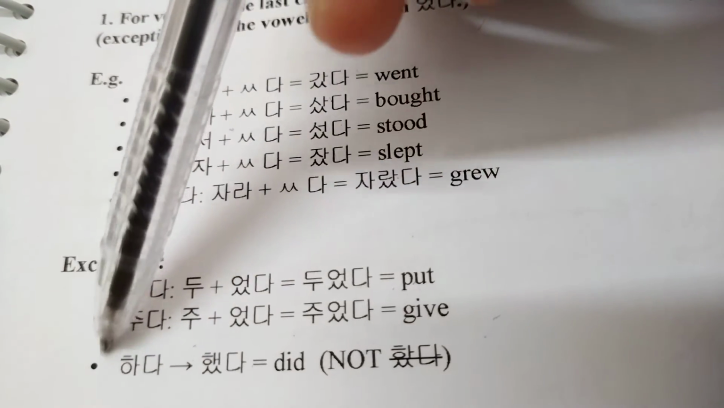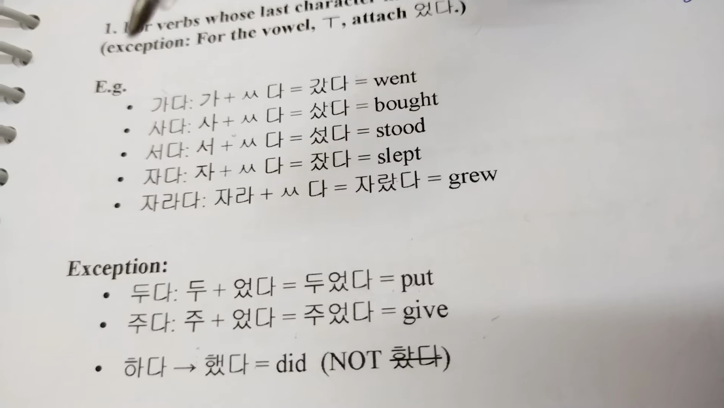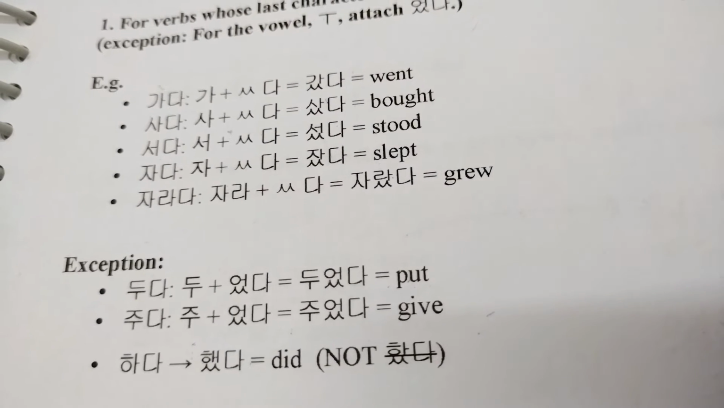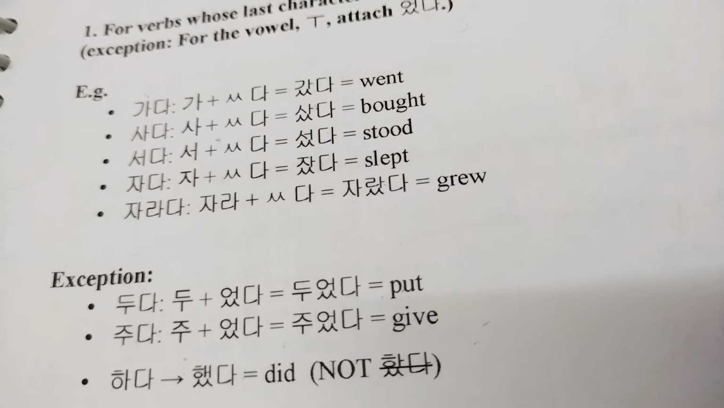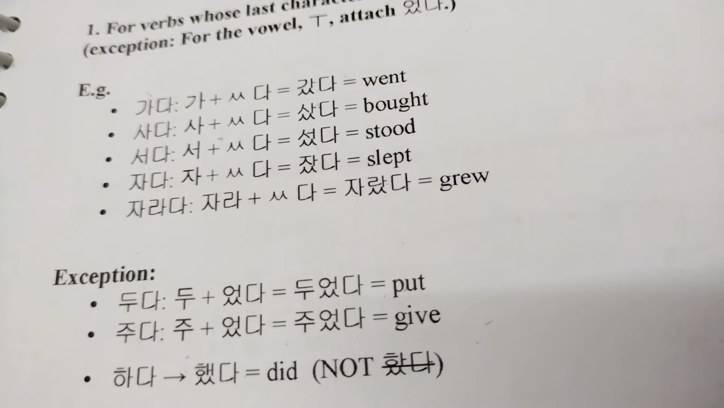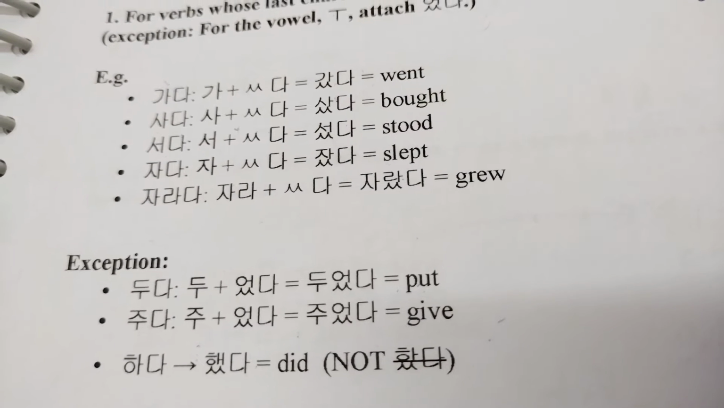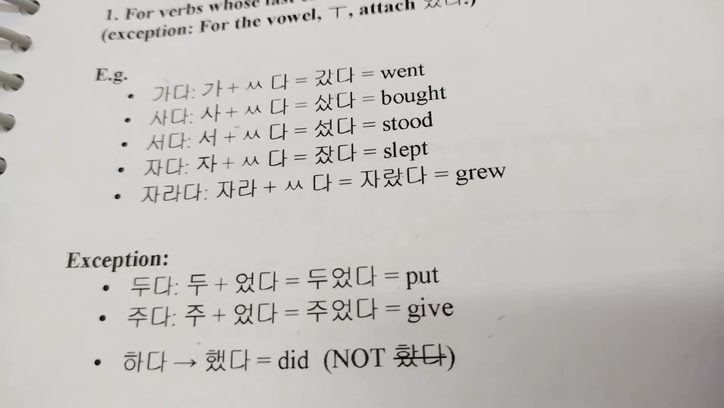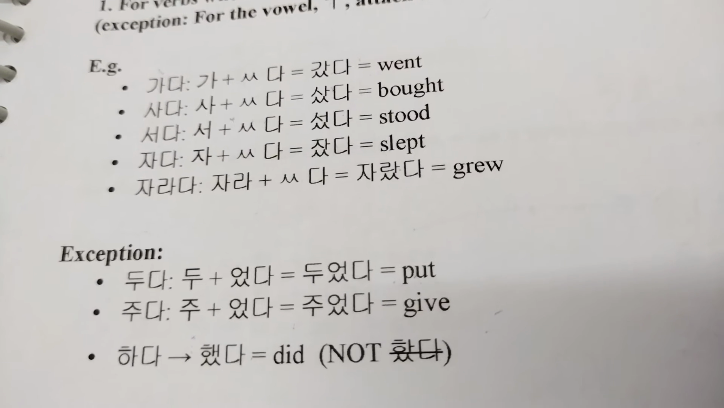And another one is 하다. 하다 would become 했다. This is also an exception. Every 동사 that has 하다 at the end, or simply 하다 coming alone, would change to 했다. Suppose 원하다. 원하다 means want. 원하다 would change to 원했다.